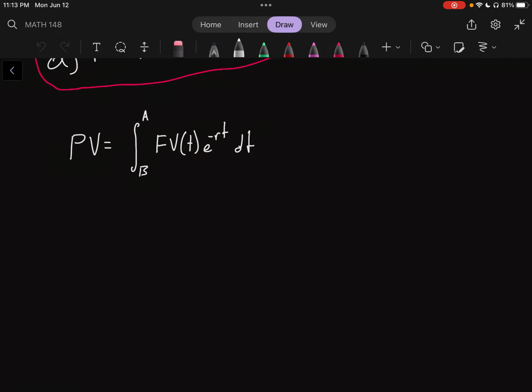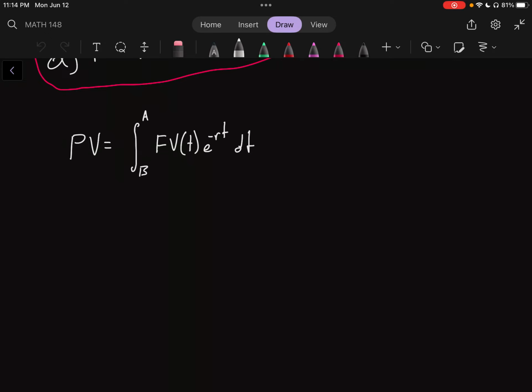Hello, this is problem one of the final video assignment, part B. It states, suppose you want a future income stream of FV(t) equals 500t for 20 years. Find the present value of this income stream assuming an interest rate of 5%.